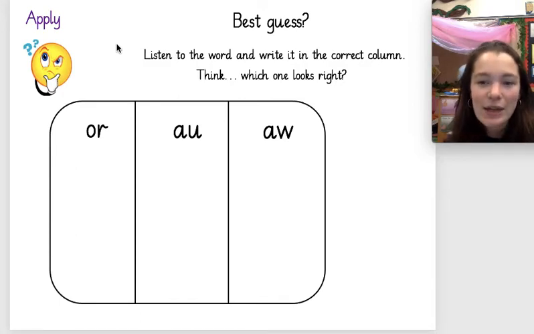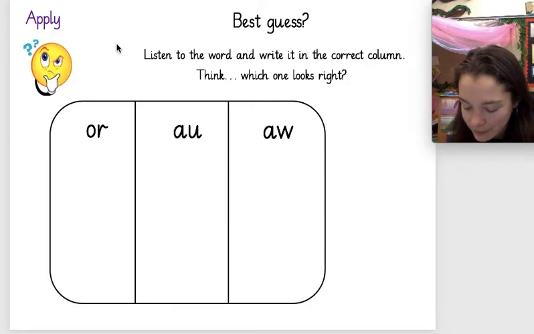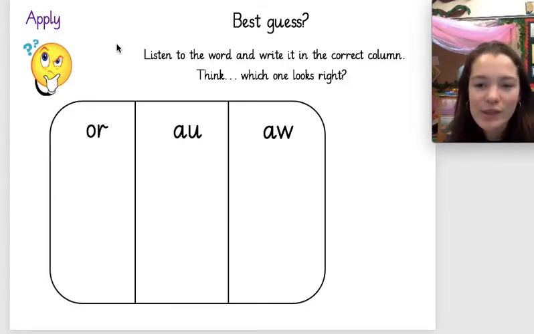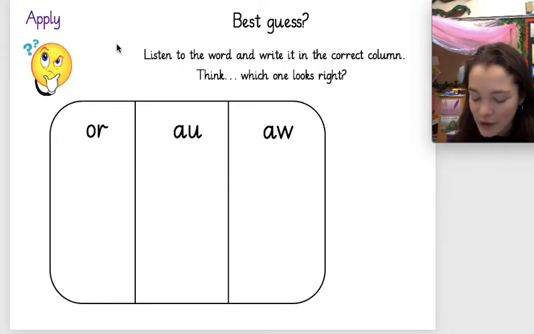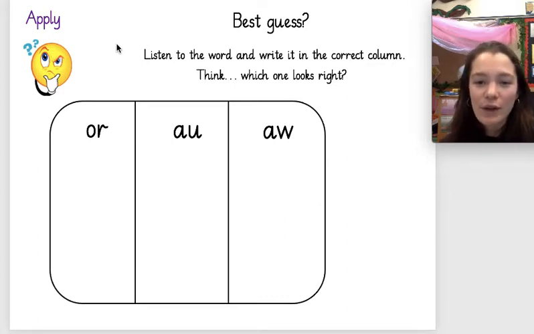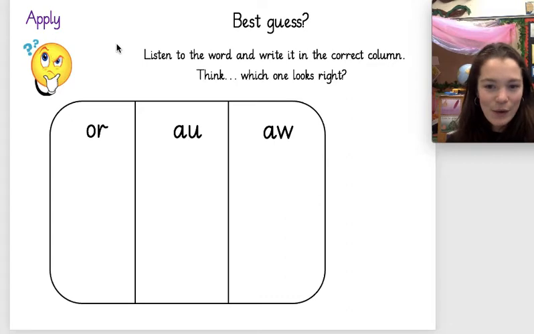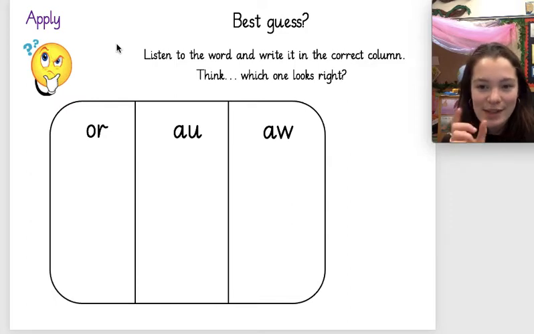The next word is squawk. I heard a bird squawk. Try and write the word squawk. Your next word is taught. My teacher taught me some phonics. Taught. Your next word is sauce. I had tomato sauce on my pasta. Your word is sauce. And your final word is awful. What is that awful noise? Awful.